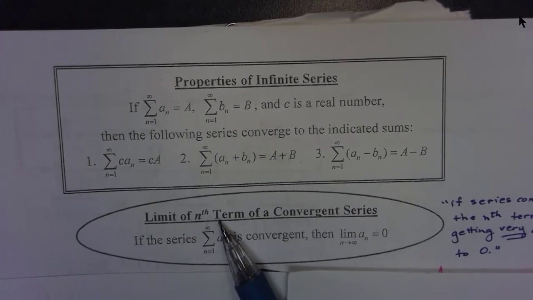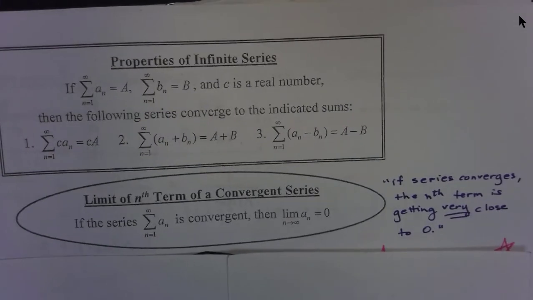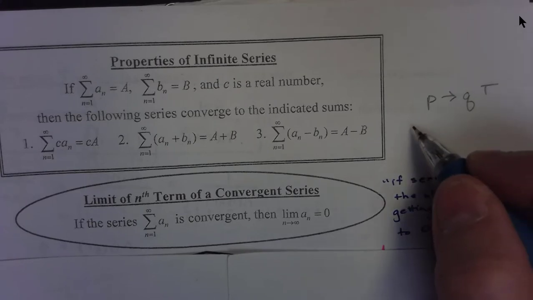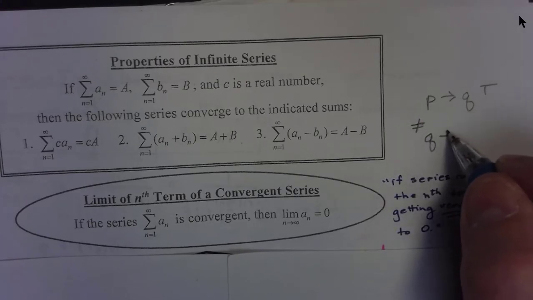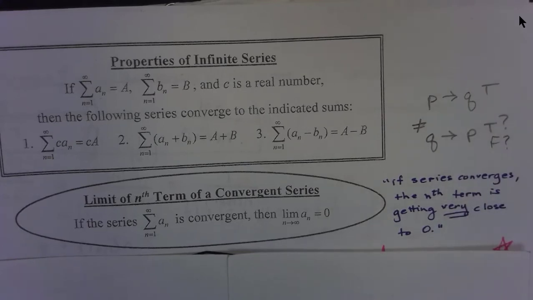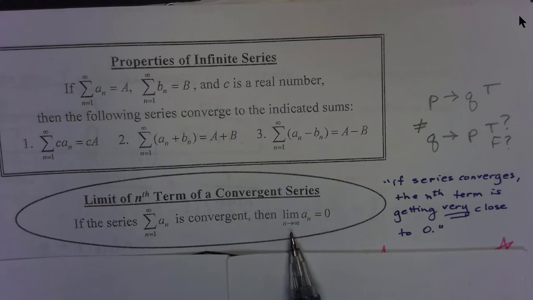The limit of the nth term of a convergent series. If a series converges, then the nth term is getting very, very close to zero. That does not mean if the nth term is getting close to zero, the series converges. If P then Q is true, does not mean if Q then P is true. So if we know the series converges, then the limit of the nth term is zero.